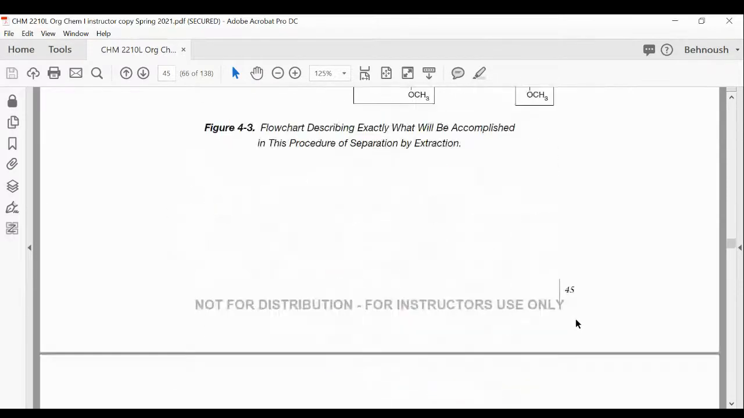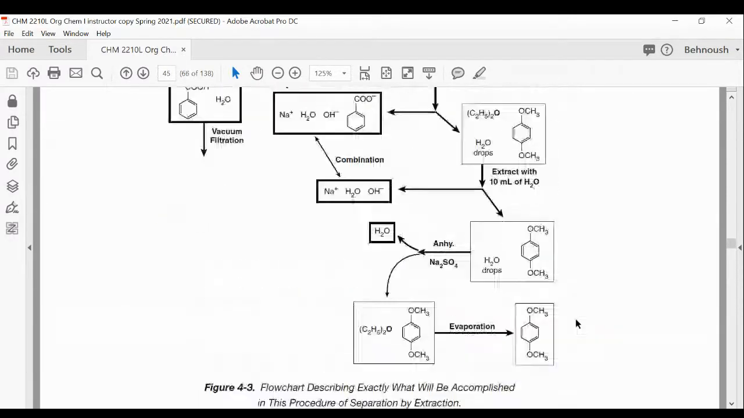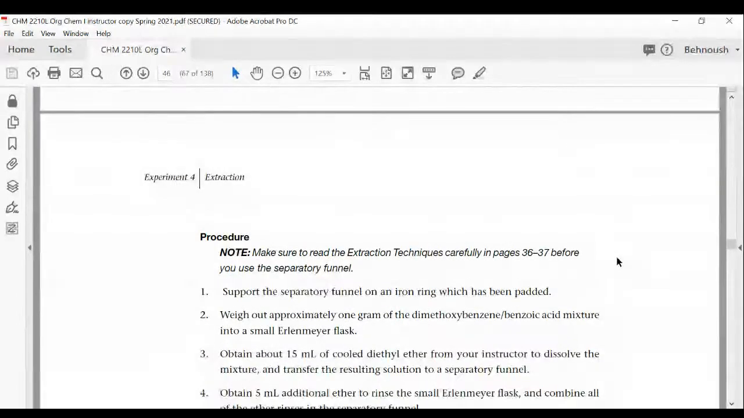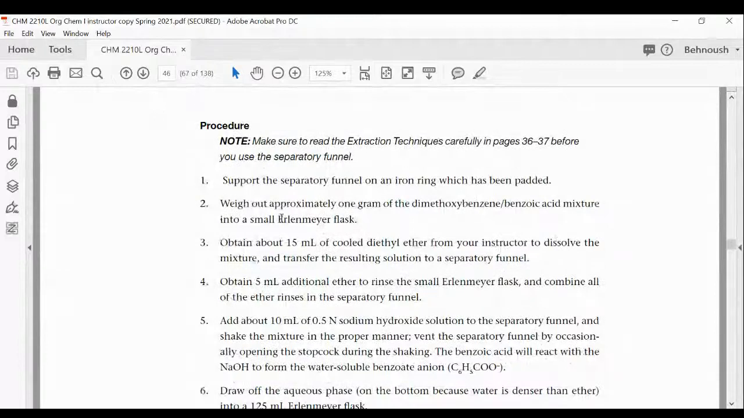Steps in the experiment. This diagram shows the general steps in this experiment. You are going to set up the separator funnel using the iron ring, the proper size so the separator funnel doesn't fall through. You want to weigh 1 gram of the dimethoxybenzene benzoic acid mixture.